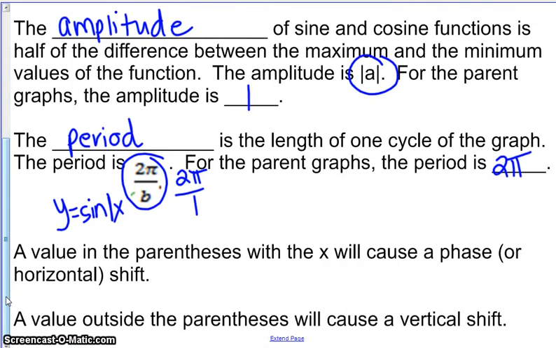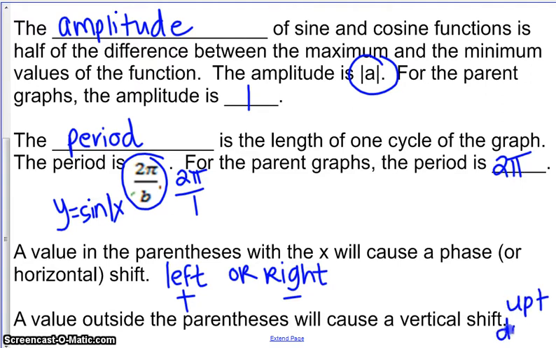The value in the parentheses with the x is called the phase shift, which shifts us either left or right horizontally. It's always opposite of what we think. Left would be plus, and right would be minus. And then the value outside the parentheses is the vertical shift, so it's going to send us up if it's positive and down if it's negative. Just like every function we've talked about so far this semester.